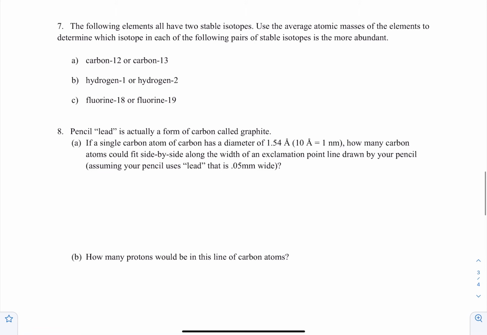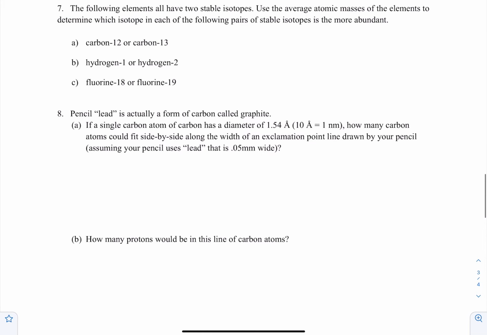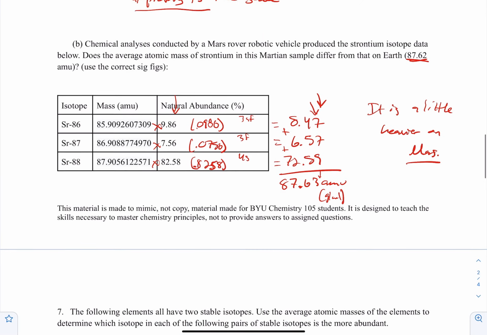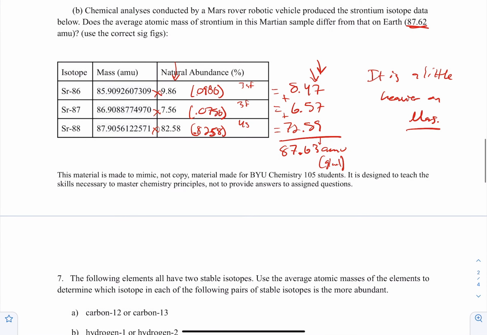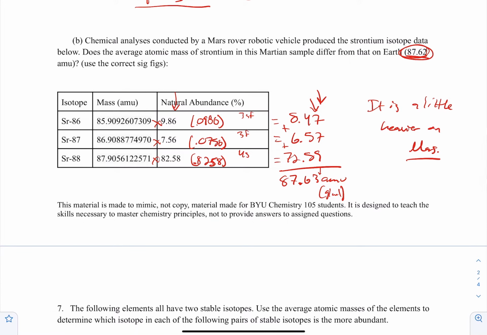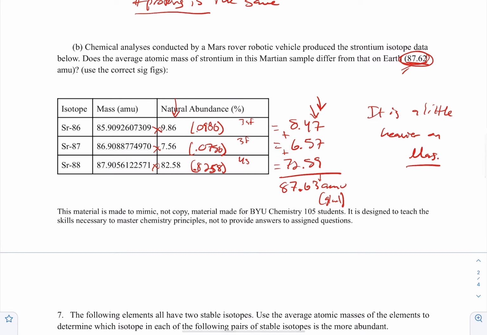The following elements all have 2 stable isotopes. Use the average atomic masses of the elements to determine which isotope in each of the following pairs is the more abundant. Okay, remember here. Let's look at strontium. If you look on the periodic table, you get this value, 87.62 for strontium. Now, if you were to round this, it rounds closest to 88. So for strontium, I would assume that the 88 isotope, because it's the closest to 88, is going to be the most abundant isotope. And if I look here, yep, sure enough, 82.58. That's the highest abundance, right?